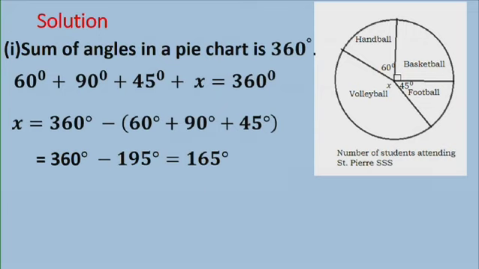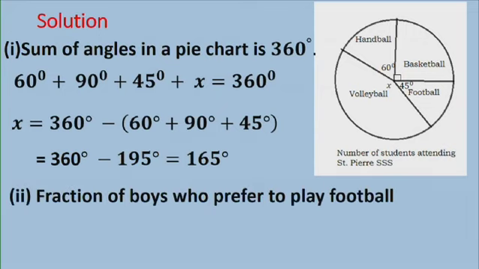Now the second part, we need to find the fraction of boys who prefer to play football. If we look at the pie chart, we can see that the angle representing the sector football is 45 degrees. So the fraction of boys who prefer to play football will be 45 degrees over the total, that is over 360 degrees. And if I reduce this fraction to its lowest term, I will have 1/8. So the fraction of boys who prefer to play football is 1/8.